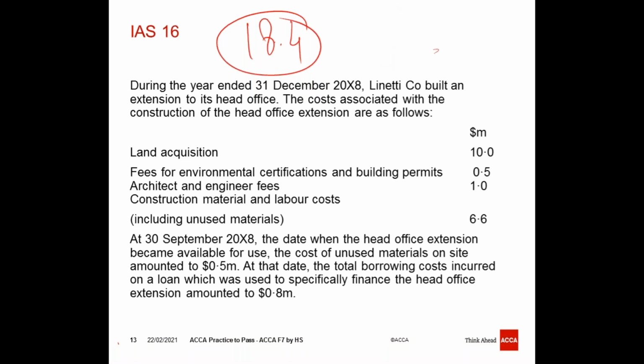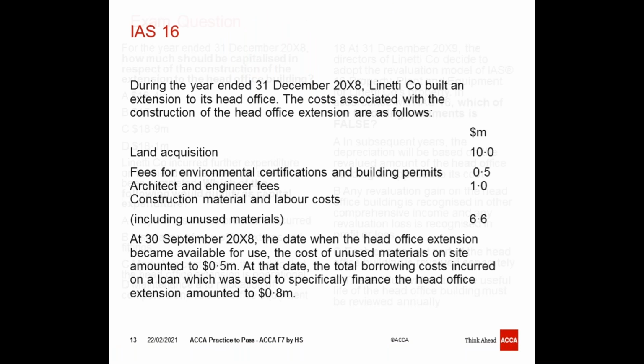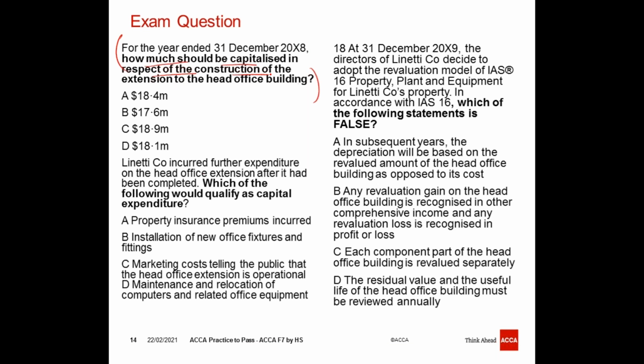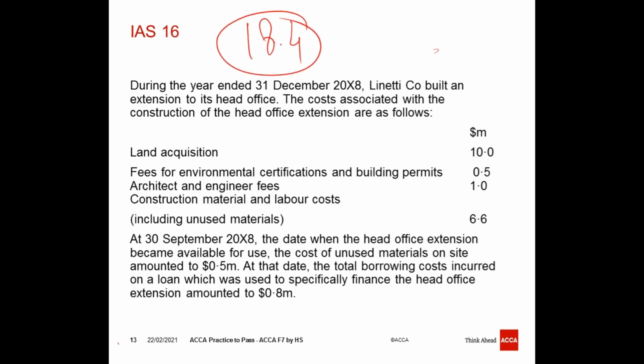So we are going to read the requirement first. How much should be capitalized in respect of the construction of the extension of the head office? So actually, the company has extended its head office building. So we need to capitalize. We need to add all the figures which are relevant according to the IAS 16. So this amount should be capitalized: land acquisition, fee for the environmental certification and building permits. That's important for us. Architects and engineers fees should be capitalized. Definitely, we need to capitalize the cost of the construction material and labor costs.